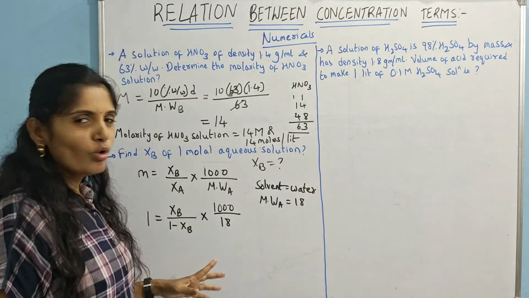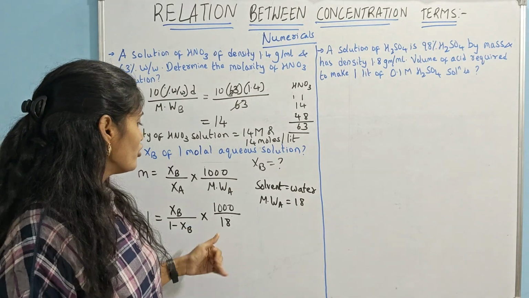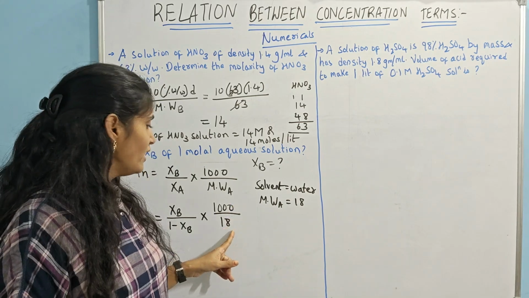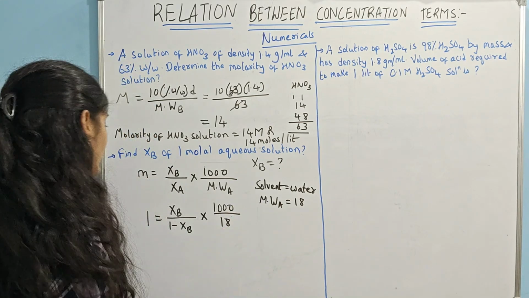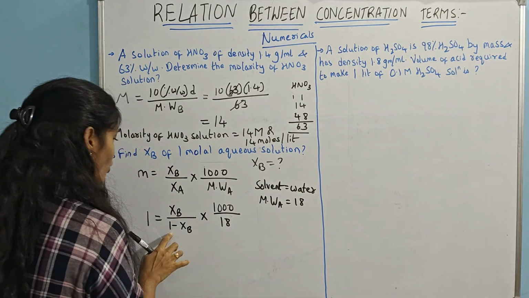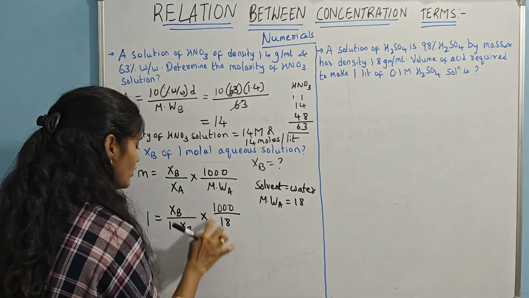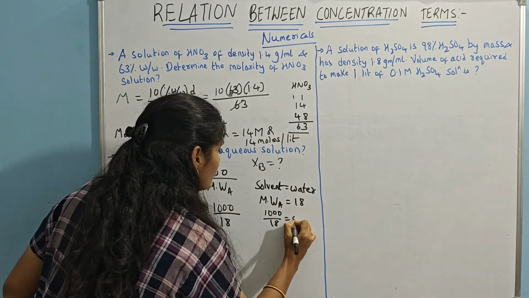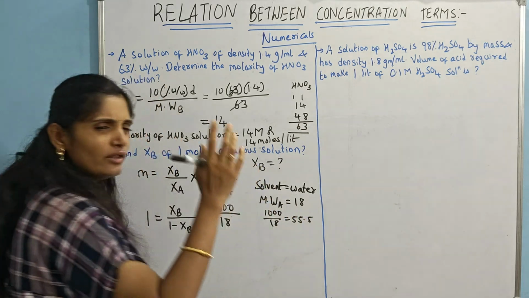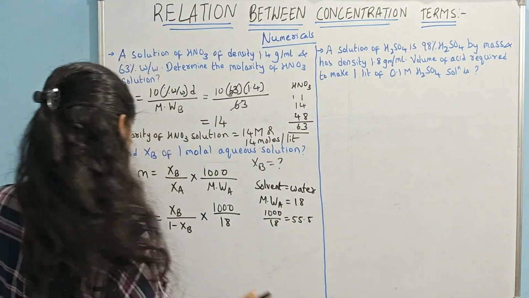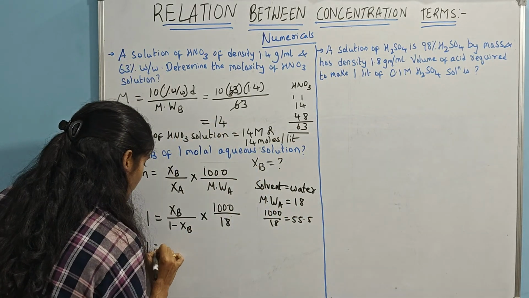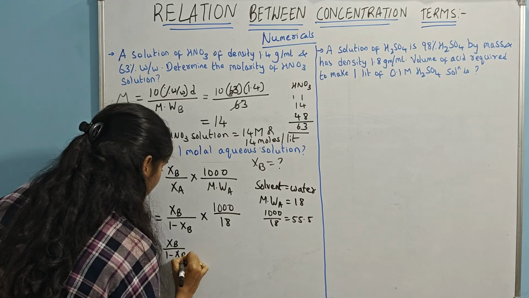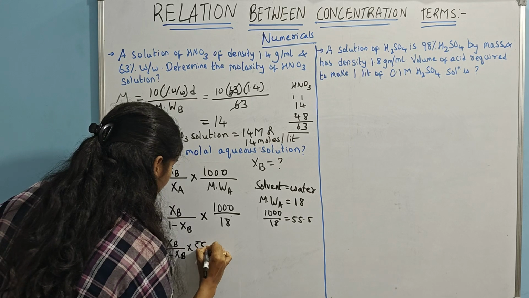Now we already did this calculation many times. 1000 divided by 18 will come to 55.5. We already know that calculation. So how much will this be? This will be 1000 divided by 18. Because we did this calculation many times in the previous questions, I'm writing directly: 1 is equal to XB divided by 1 minus XB, into 55.5.